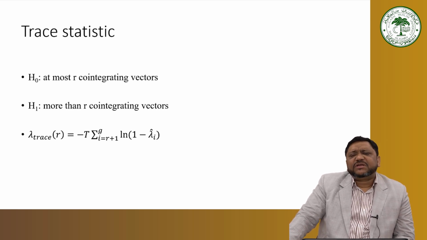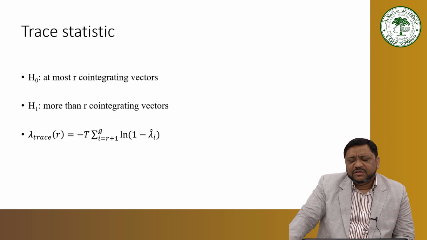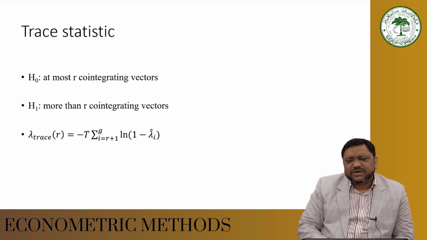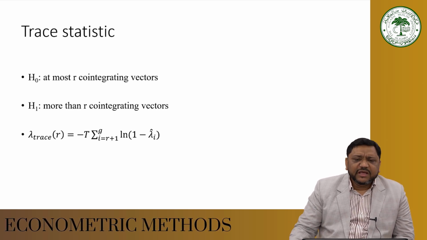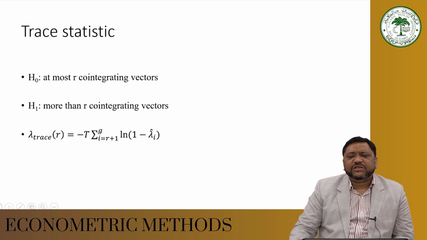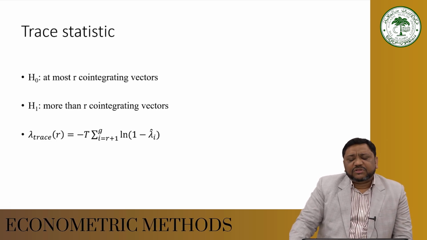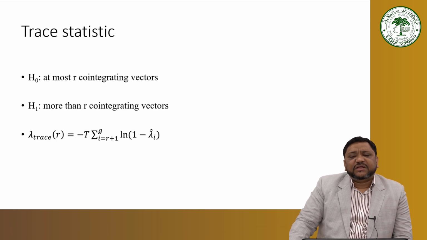Now here we test the null hypothesis that the number of distinct cointegrating vectors is less than or equal to r against a general hypothesis that it is more than r. The trace statistic considers whether the trace is increased by adding more eigenvalues beyond the rth term. The null hypothesis in this case is that the number of cointegrating vectors is less than or equal to r.